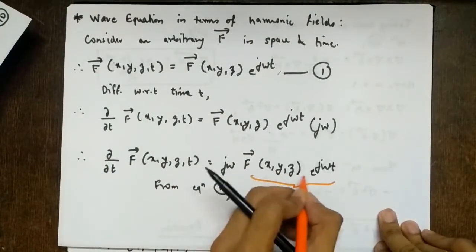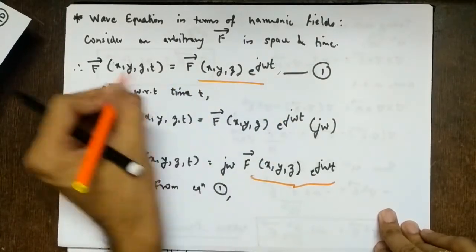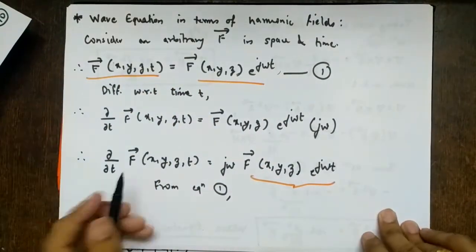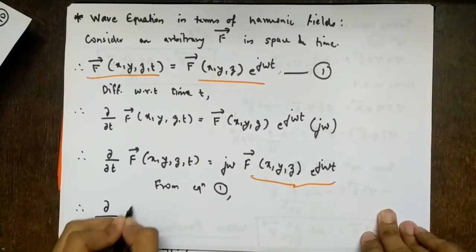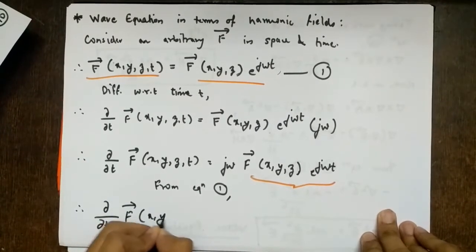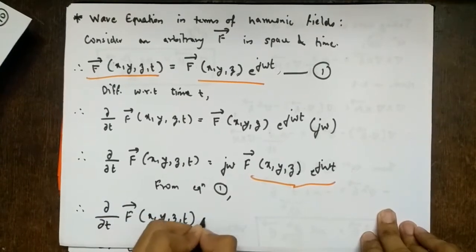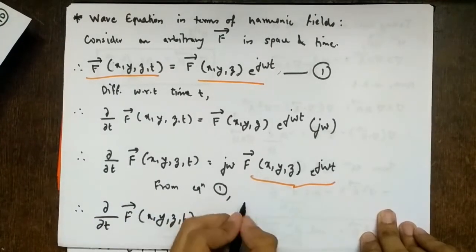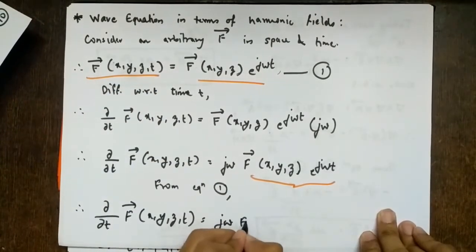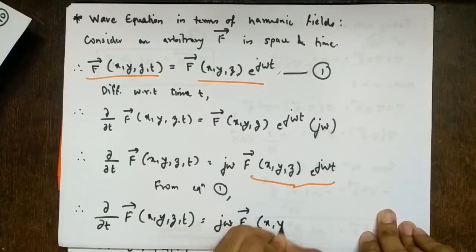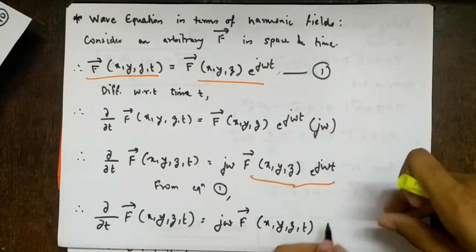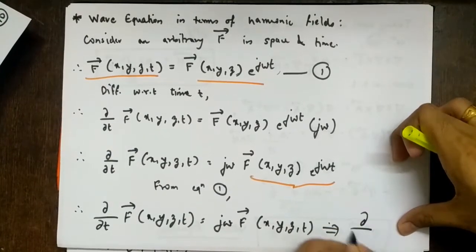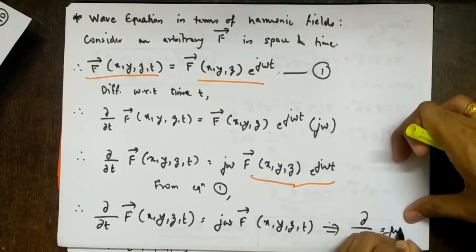F vector of x y z e raised to j omega t is nothing but f vector of x y z t. So therefore ∂/∂t of f vector of x y z t equals j omega f vector of x y z t. Replace this by this. So what you see, these two are same. This implies ∂/∂t is j omega.